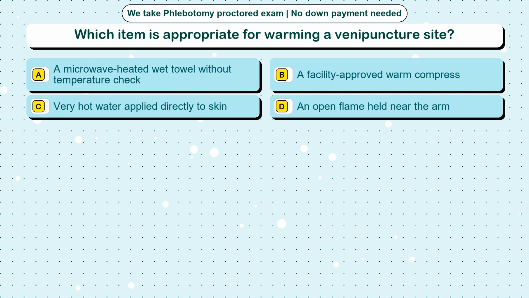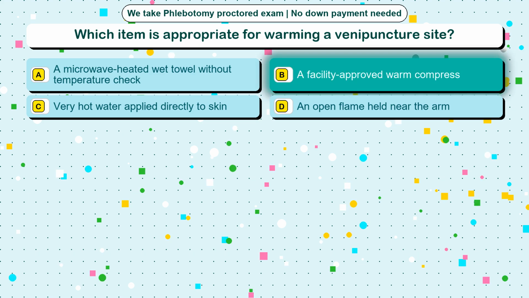Question 55. Which item is appropriate for warming a venipuncture site? Option A. A microwave-heated wet towel without temperature check. Option B. A facility-approved warm compress. Option C. Very hot water applied directly to skin. Option D. An open flame held near the arm. The correct answer is option B.